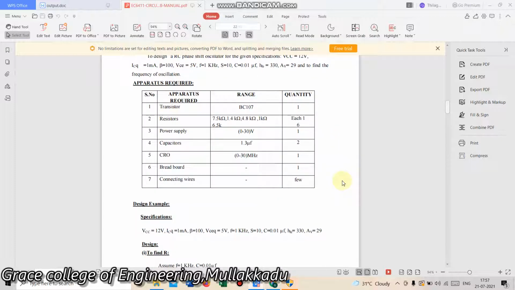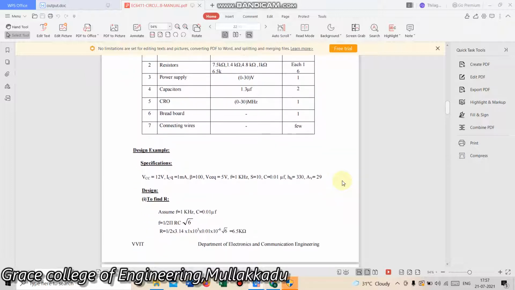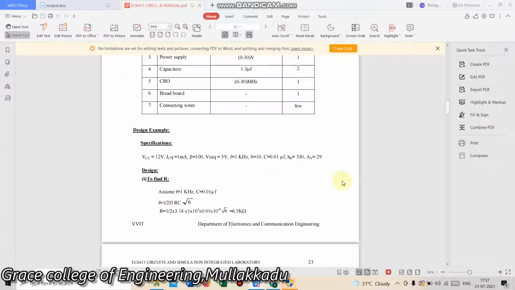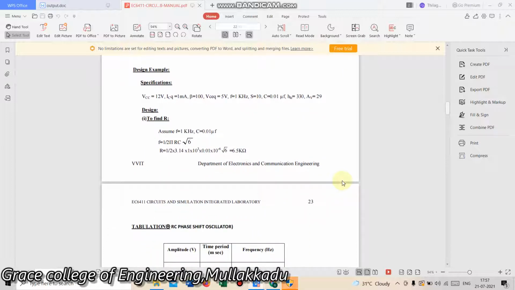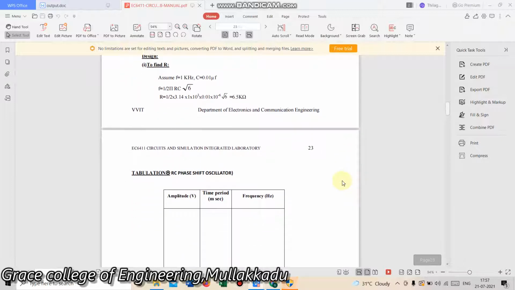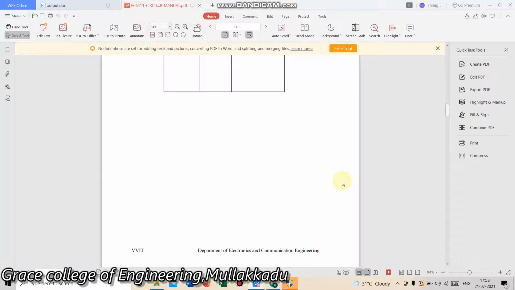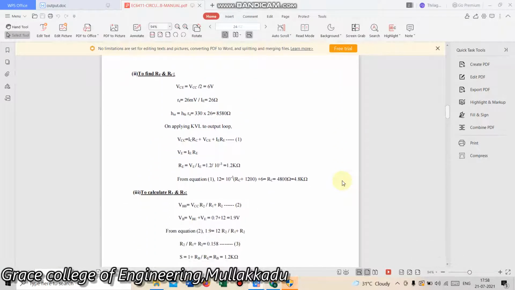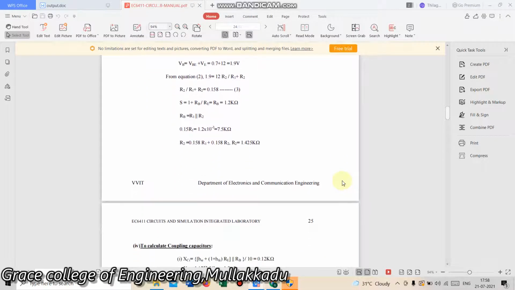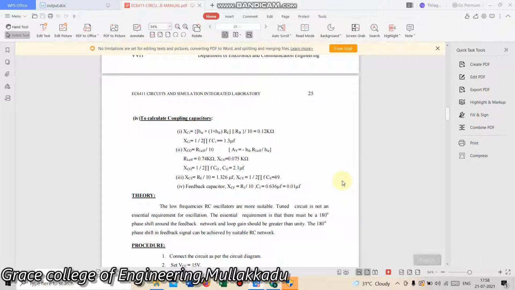By taking the values of VCC, ICQ, beta, VCEQ and F, we can calculate the value of resistance. F equal to 1 by 2 pi RC root 6 is the frequency formula for our RC phase shift oscillator, through which we can calculate the value of R. It produces a sinusoidal waveform whose amplitude, time period and frequency can be measured. We can also calculate the RE, RC, R1 and R2 parameters using this circuit design, and calculate the capacitance value.